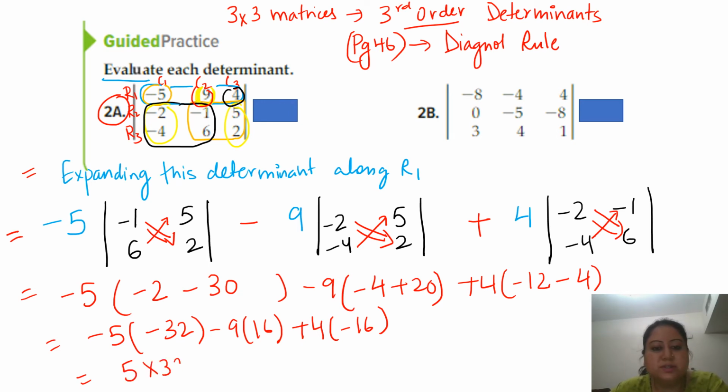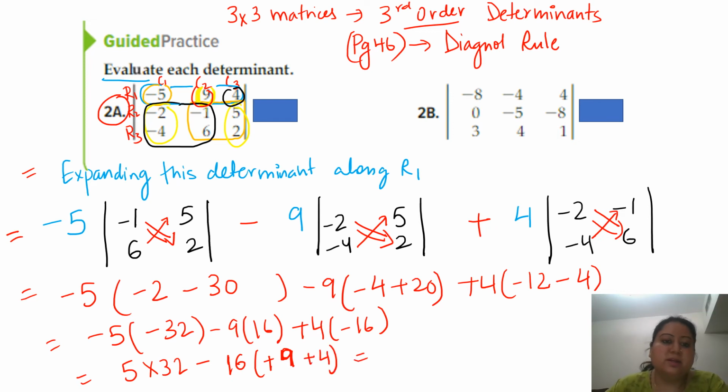5 times 32, and this can be combined. See, there is some common term. If I take 16 common in this and this, you are left with negative 9. Okay, negative 16 is outside, so plus 9, and then negative is outside, so plus 4.